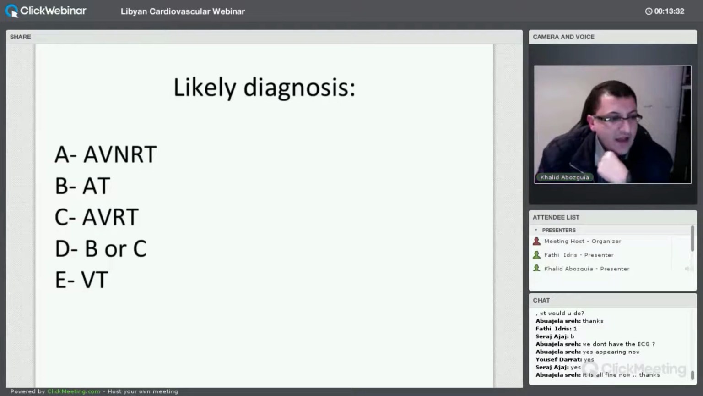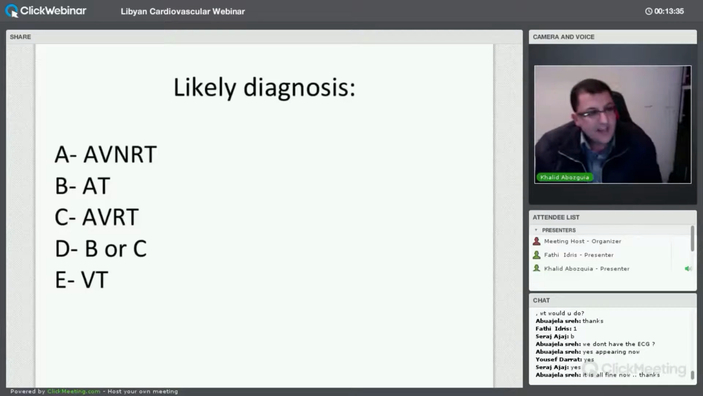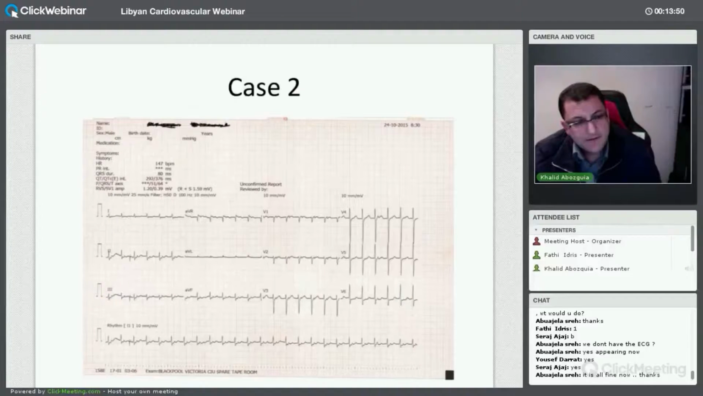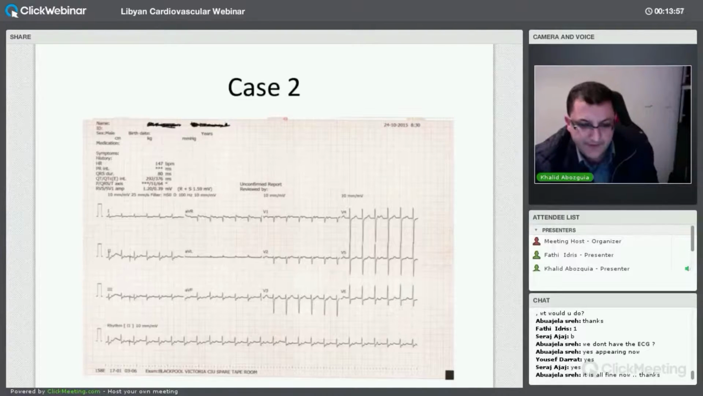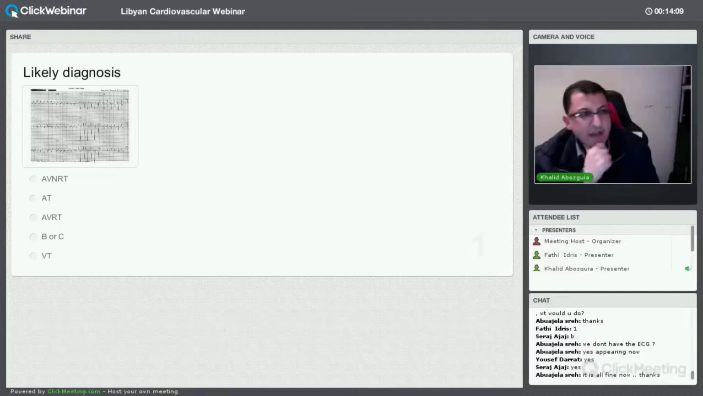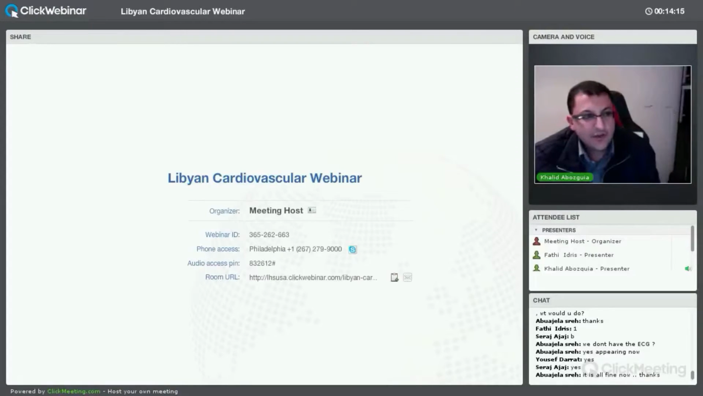So again, similar to the options in the first case: is this AVNRT? Is this atrial tachycardia? Is this AVRT? Is this B and C? Or is this ventricular tachycardia? I'll take you back to the tachycardia ECG, and then we'll ask Fathi in 30 seconds to put the questions up for voting. Okay, if we could have the question poll, please, Fathi. I think this ECG is not the correct one you see here, so please ignore that.